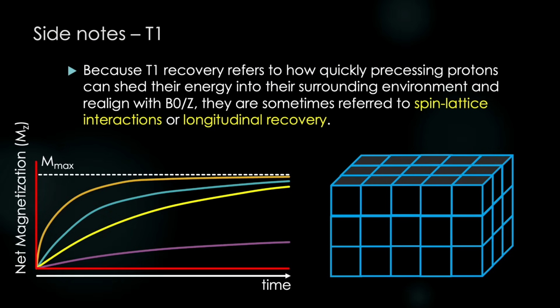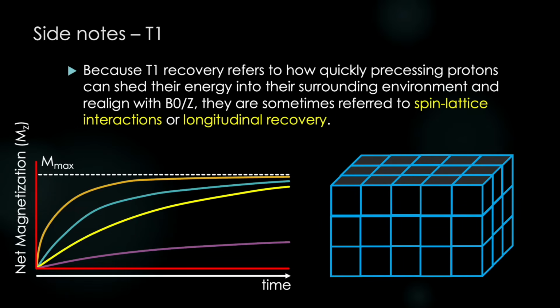Let's wrap up this lecture with a few side notes. Because this process of T1 recovery, rebuilding our net magnetization, refers to how quickly the precessing protons can shed their energy into their surrounding environment and realign with the B0 z-axis, it is sometimes referred to as spin-lattice interactions or longitudinal recovery. These all mean the same thing, and there's no reason it needs 3 different terms, but it's board testable and you just have to memorize it.